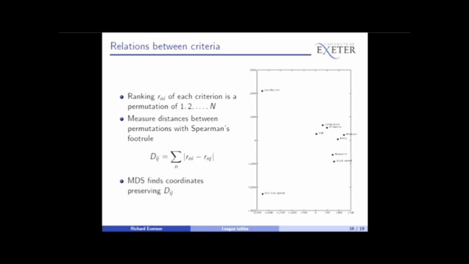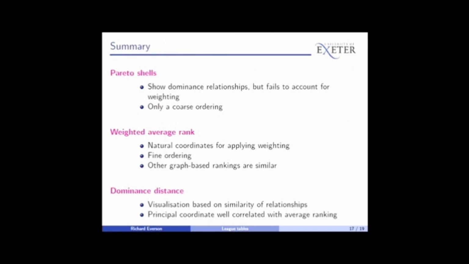And so in a university context, it's perhaps somewhat surprising that student satisfaction is way over here compared with all these other criteria. Academic spending and research are quite close together, but facilities spend seems to have nothing to do with anything else. So this is just a way of visualizing those correlations between them. So here are some summaries.